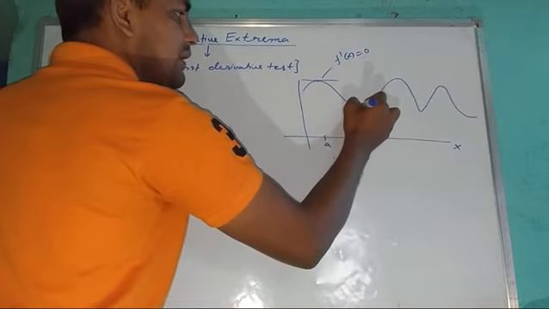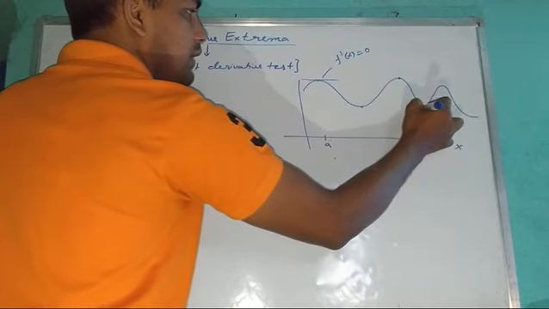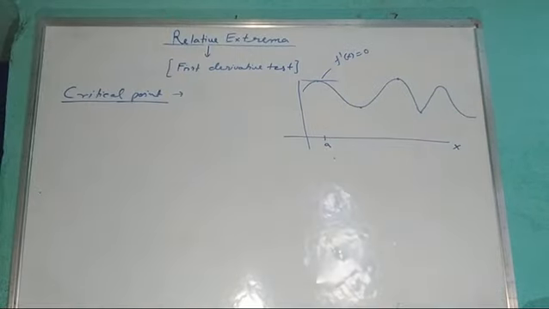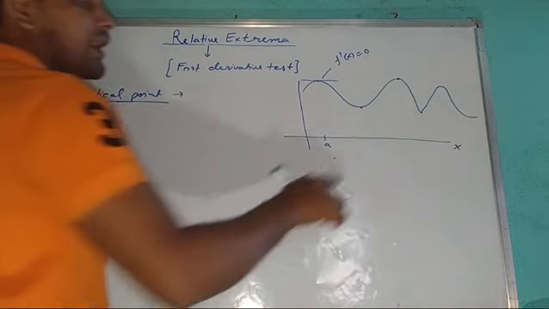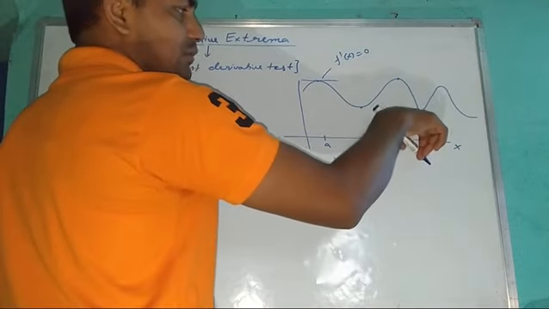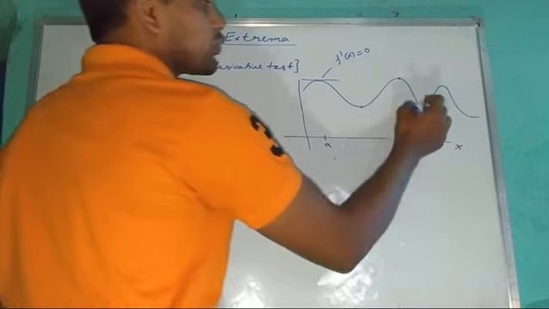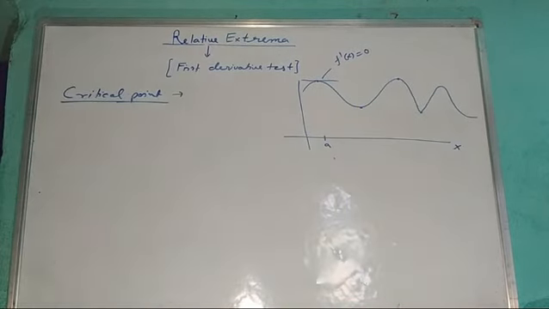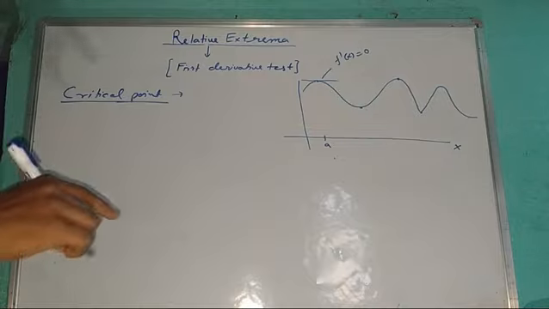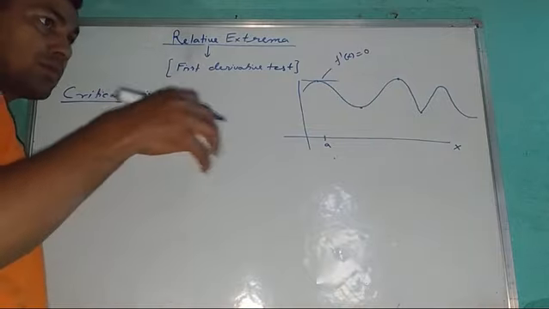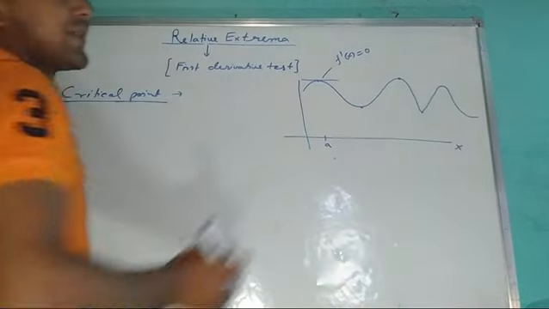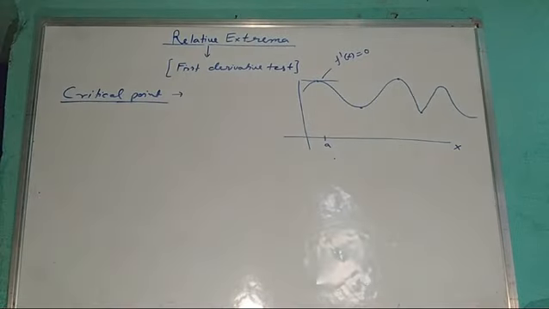Similarly, this is a critical point, this is another critical point, this is a critical point, but we can't put a tangent at this point. There is no unique tangent because we can put an infinite number of tangents at this point, but this is still a critical point because out of all the infinite tangents, at least one tangent should be parallel to the x-axis.